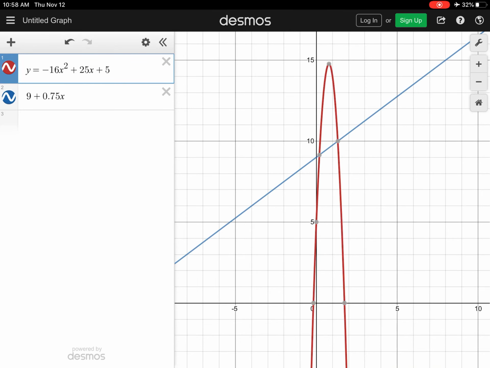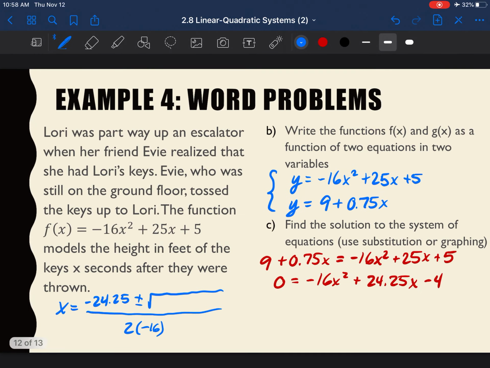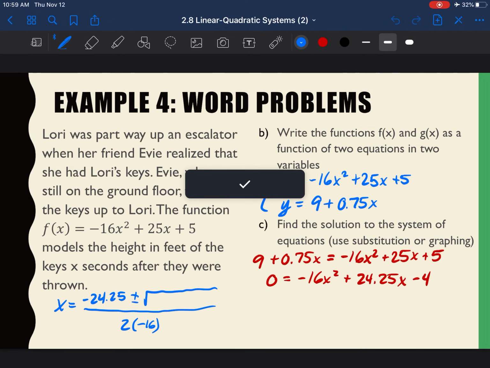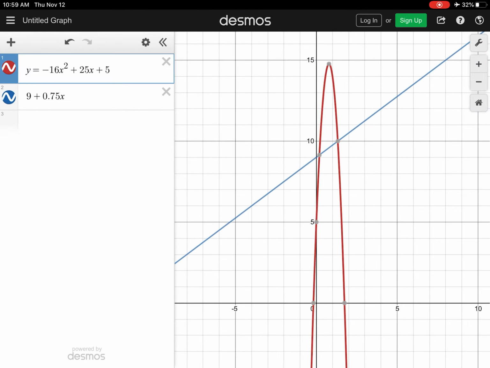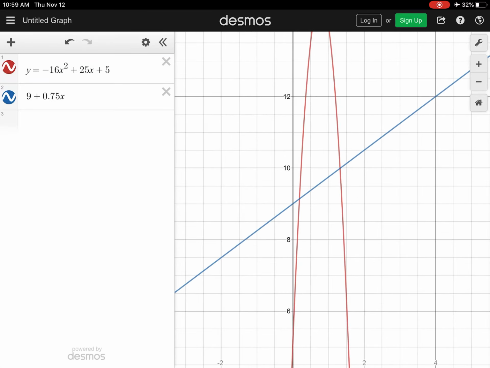So if we interpret this in the case of the problem, find the solutions to the system. So we already got one of them. You saw on the graphing calculator, you would have it pulled up. The next part of the question says, how long after the keys are thrown will Lori be able to catch them? So if the keys are thrown, this represents the path of Lori's hand as she goes up the escalator, and then the keys being thrown.